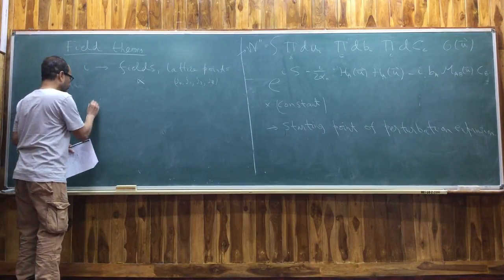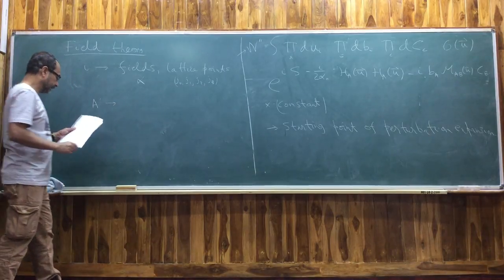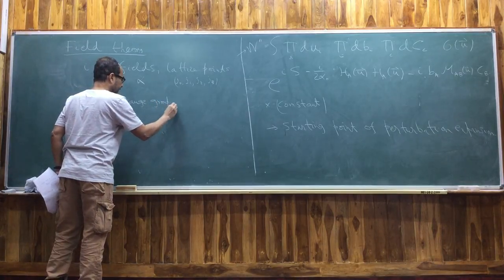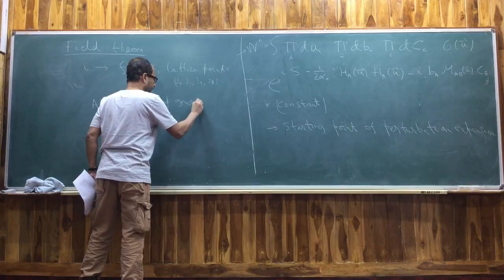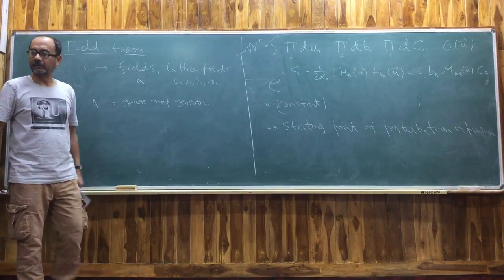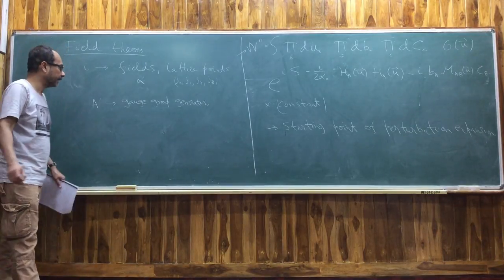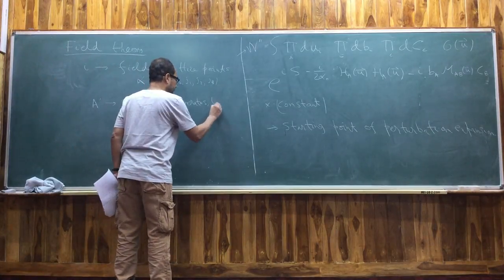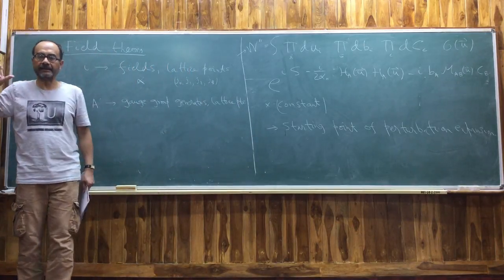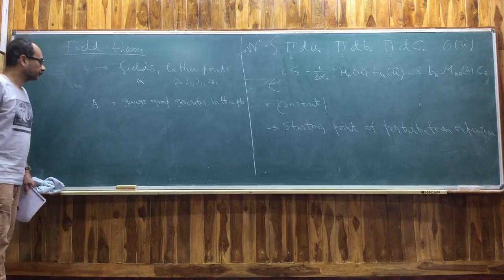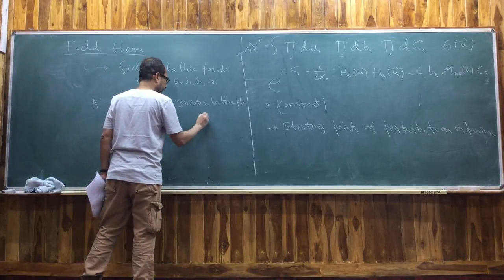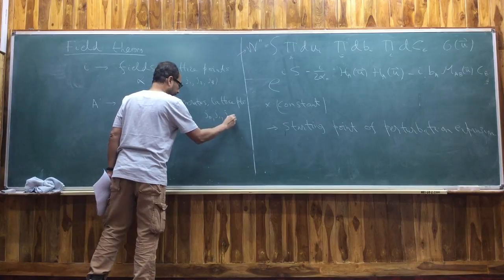Level A will run over gauge group generators, which is a finite number. Typically, SU2 will have 3 generators, SU3 will have 8 generators, and so on. In general, SU(N) will have N squared minus 1. But also lattice points, because at every point you have a different gauge transformation. So these are labeled by A and J0, J1, J2, J3.